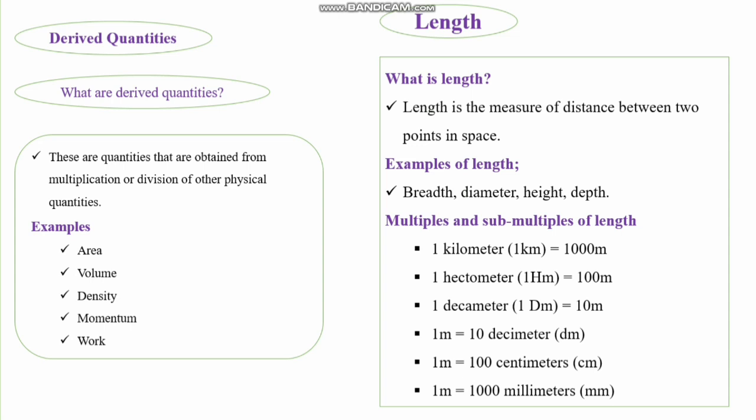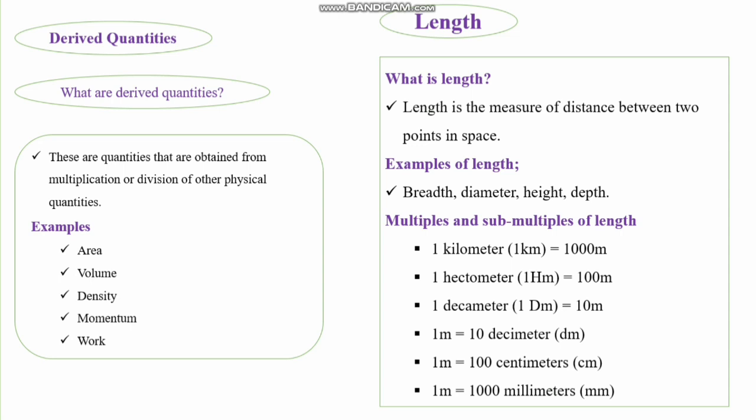So you can see 1 kilometer is equal to 1,000 meters. Kilometer is used to measure very long distances. And also we have another unit, that is hectometer. 1 hectometer equals 100 meters. 1 decameter equals 10 meters.